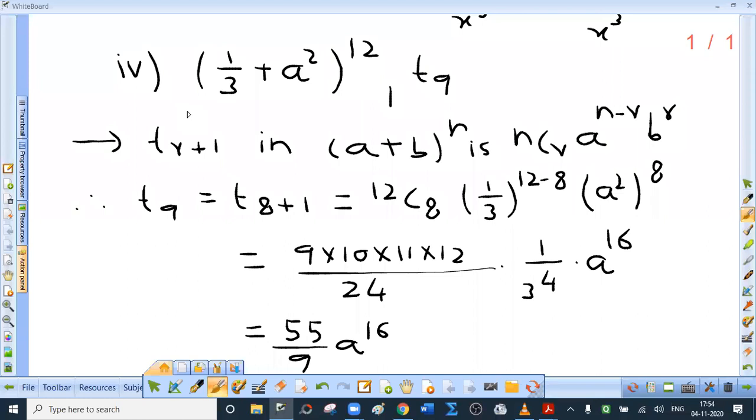Now the last sum of this type, (1/3 + a²)¹². We are asked to find the ninth term. So what is T9? It is T(8+1). So here it is 12C8, (1/3)^(12−8), (a²)⁸. 12C8 is this, because once 8 factorial gets cancelled, what remains is 9, 10, 11, 12 over 4 factorial. What is 4 factorial? 24. Okay. Yes. So 55/9 a¹⁶ is the answer.